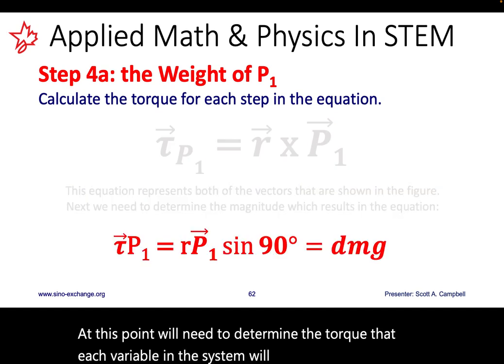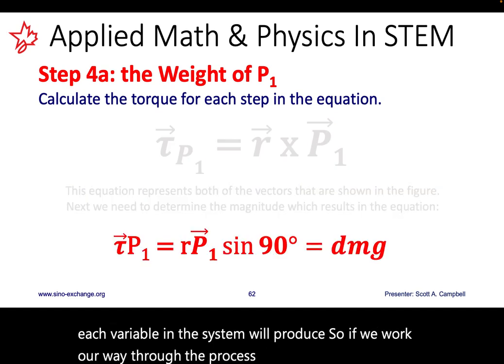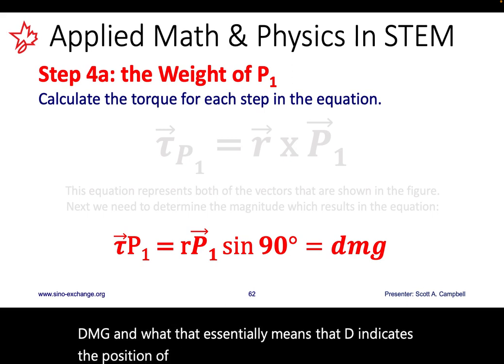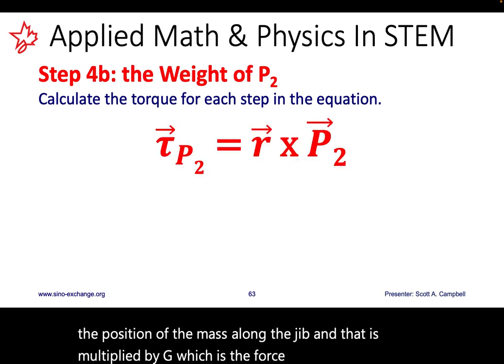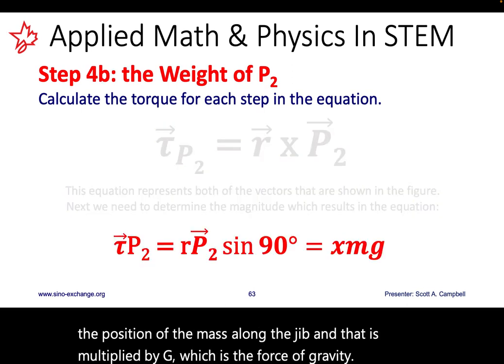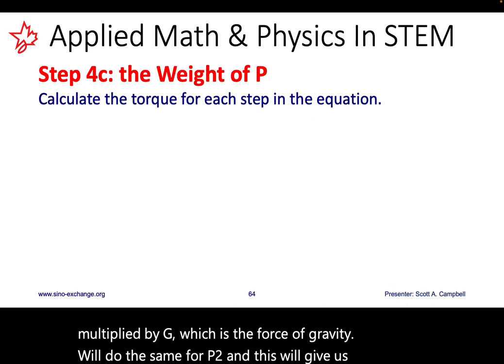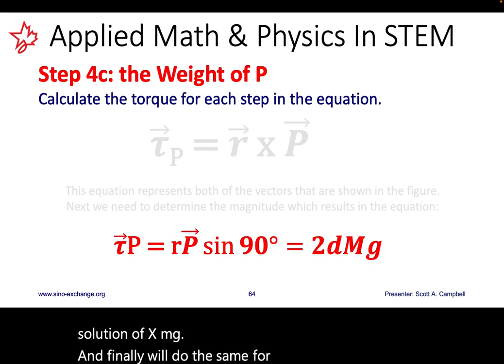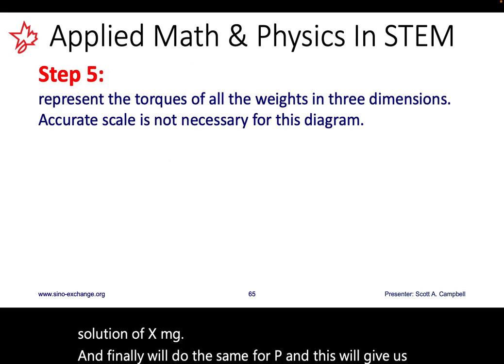So if we work our way through the process, we can simplify P1 to dmg, and what that essentially means is that d indicates the position of the mass along the jib, and that is multiplied by g, which is the force of gravity. And we'll do the same for P2, and this will give us the final solution of xmg. And finally, we'll do the same for P, and this will give us 2 dmg.